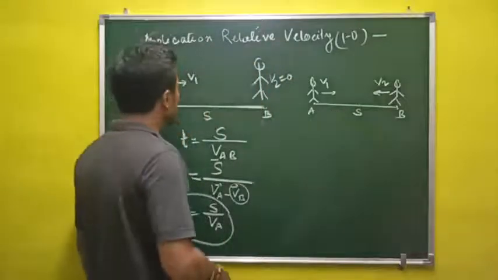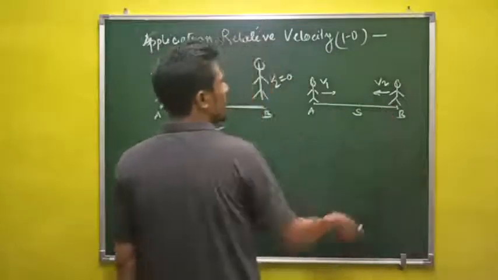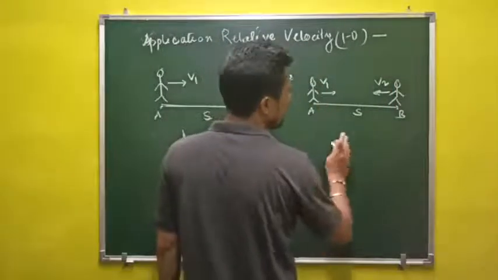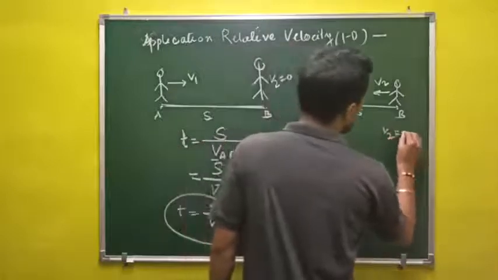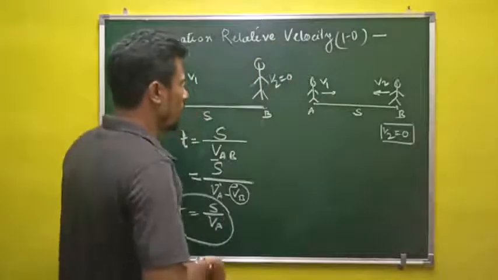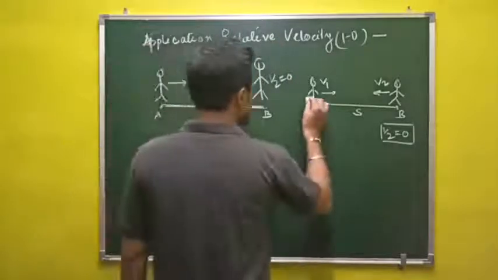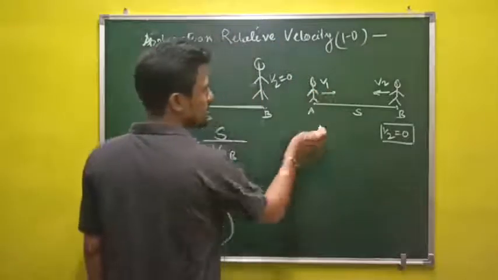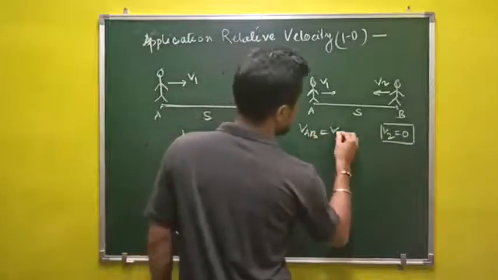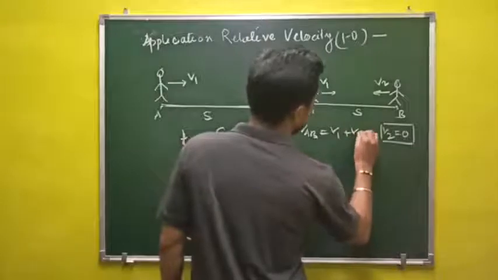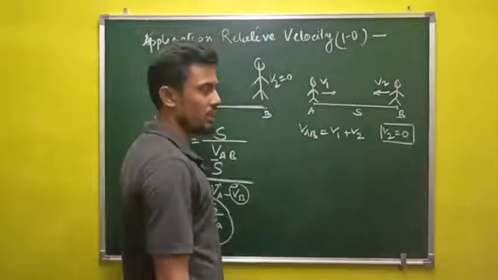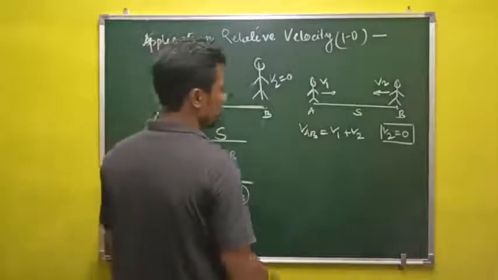So in this case you first consider this person to be at rest. You need to consider that this person is not moving at all. So in this case the relative velocity, VAB, will be given by V1 plus V2, since both the persons are moving toward each other.